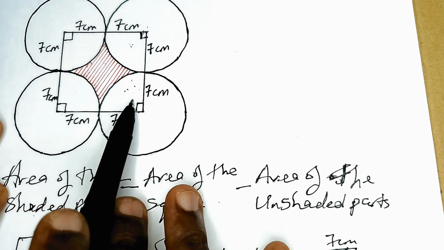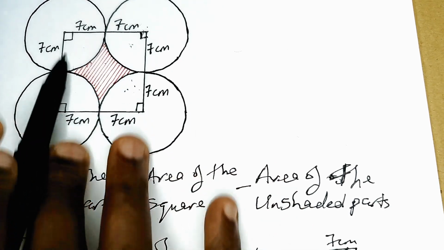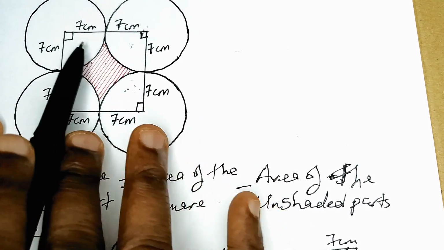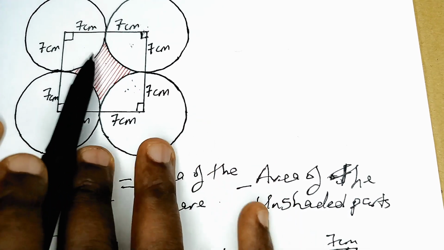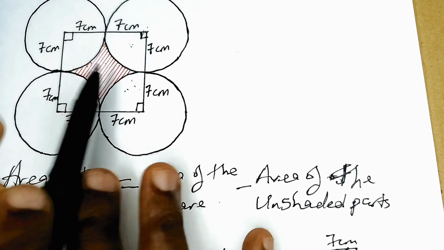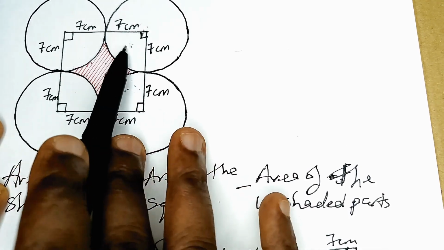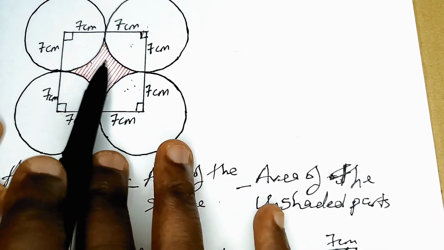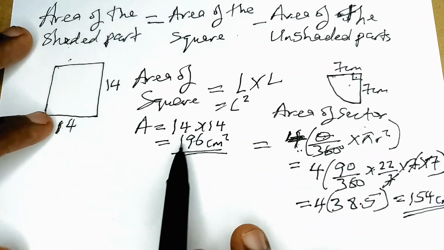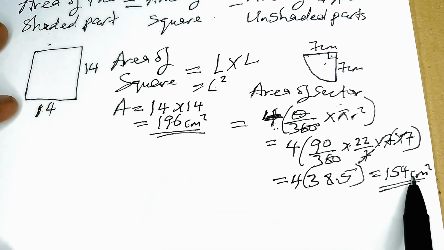So what we have to do now is this. Once we get the area of the bigger side, the square, we take away the area of the unshaded portion. We are left with the area of the shaded portion. Area of the square minus area of the unshaded portion will leave us with this. So we have gotten the area of the square and we have gotten the area of the unshaded portion.